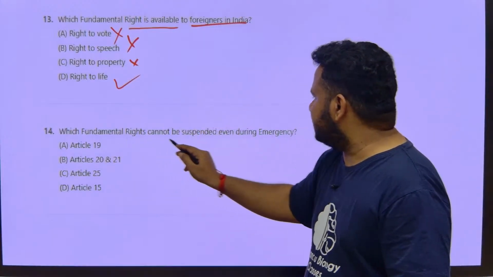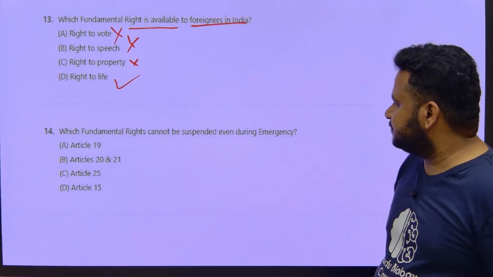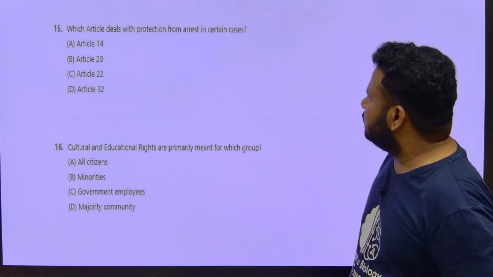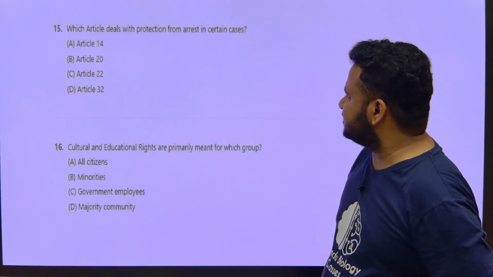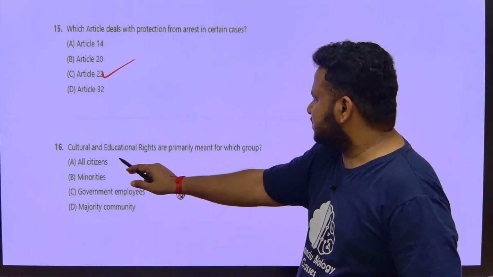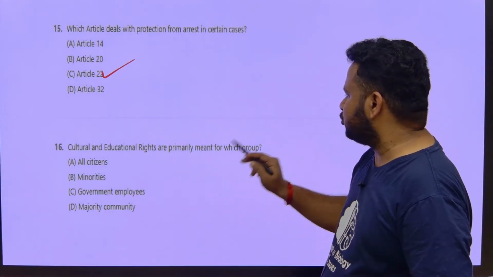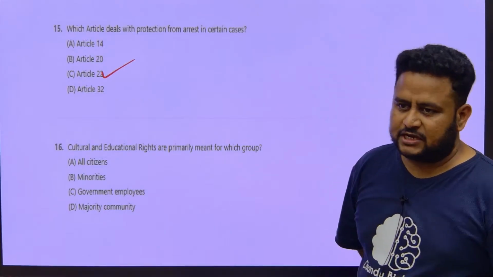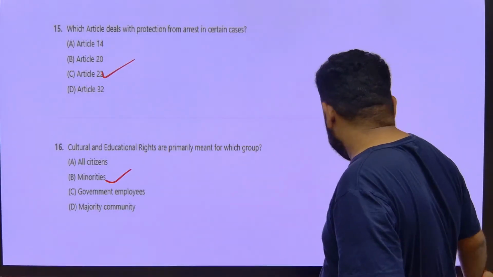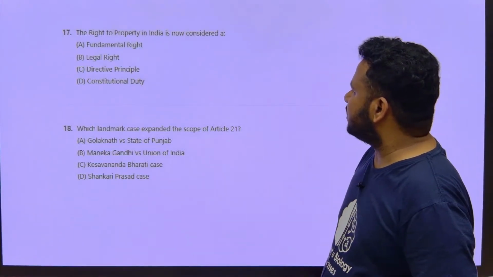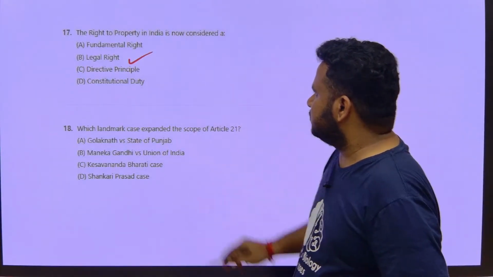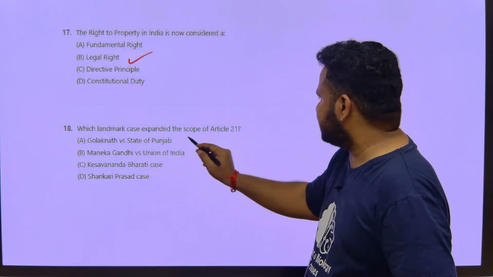Which fundamental rights cannot be suspended even during emergency? 20 and 21. Which article deals with protection from arrest in certain cases? Article 22. They can ask in a different way. Next, cultural and educational rights are primarily meant for which group? Minorities. They are also called minority rights, 29 and 30. Next, the right to property in India is now considered as what? Legal right.